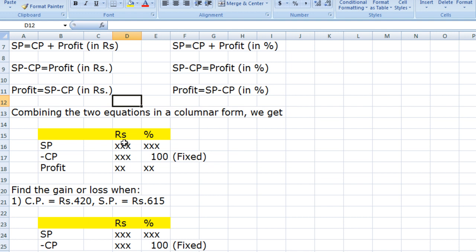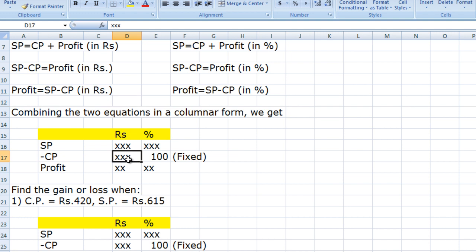It is SP minus CP equal to profit. Therefore CP percentage is always fixed at 100. It is a standard condition. So we can also calculate all the missing information using this format.